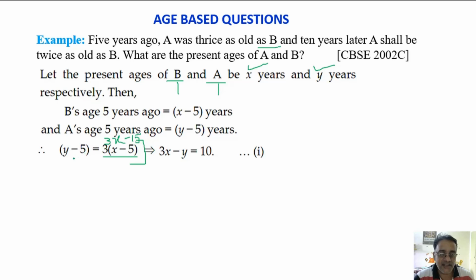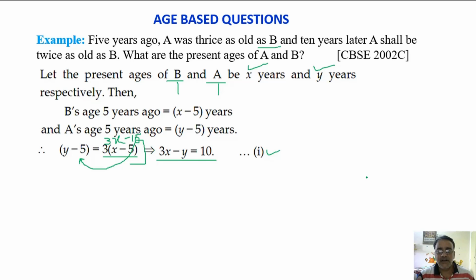So 3x के बाद यहाँ पर 15 को इधर शिफ्ट करो, प्लस 15 हो जाएगा. Minus 5 plus 15 is 10. Okay, and y को इधर शिफ्ट करो. So you will get 3x minus y is equal to 10. Let it be equation number 1. Any doubt here? No, sir.